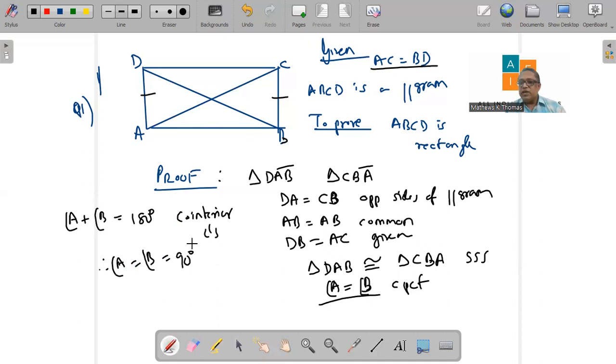If they are going to be 90, this is definitely a rectangle, because we know that it's already a parallelogram. And now we have proved that the angle is 90. In a parallelogram, if one angle is 90, all angles are 90. Therefore, this figure is a rectangle, right? So this is our answer number 1.